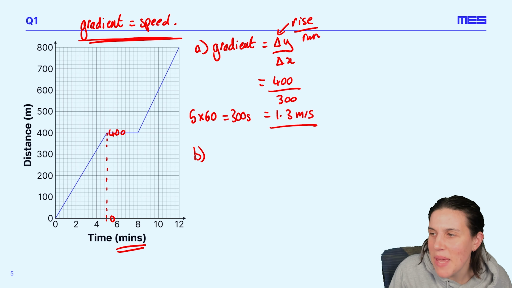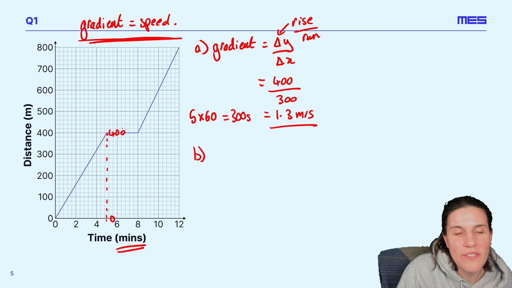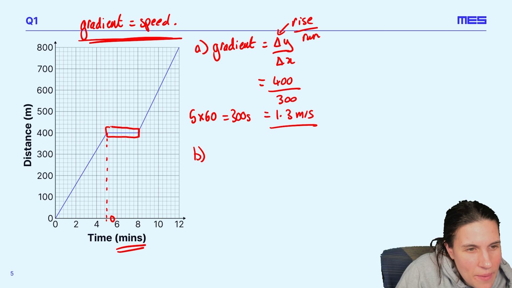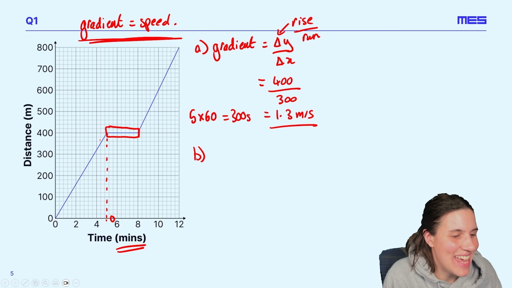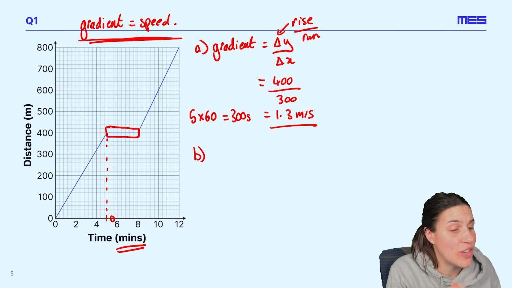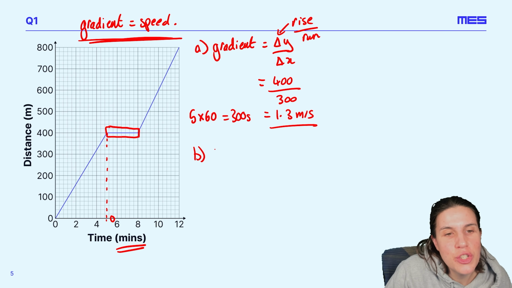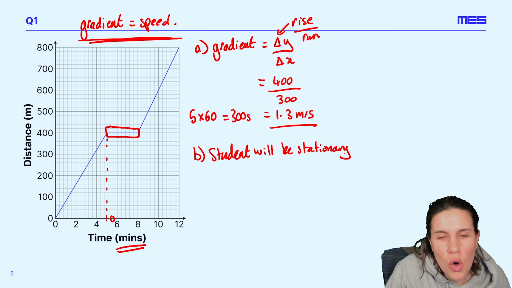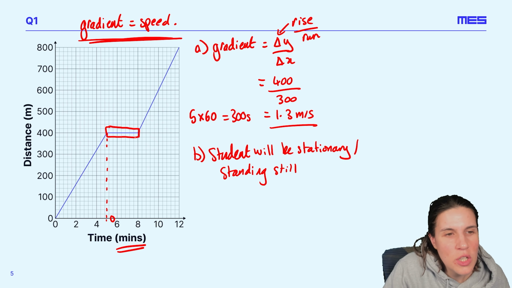Now, in B, I'm asked to describe the motion of the student between 5 and 8 minutes. So that's this bit here. Now, the gradient of my line here is 0. So that means that the speed will be 0 meters per minute or meters per second, whatever. It doesn't matter. It's 0. So the student will be stationary or standing still. Because look, the distance isn't increasing, so they're not moving.